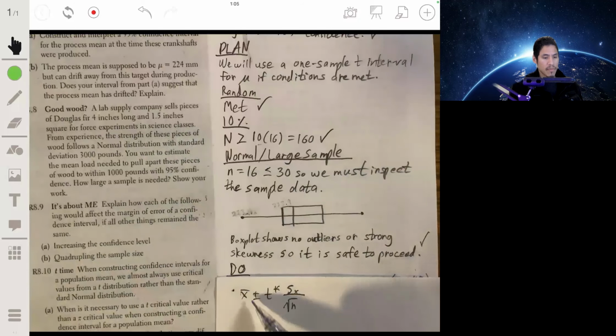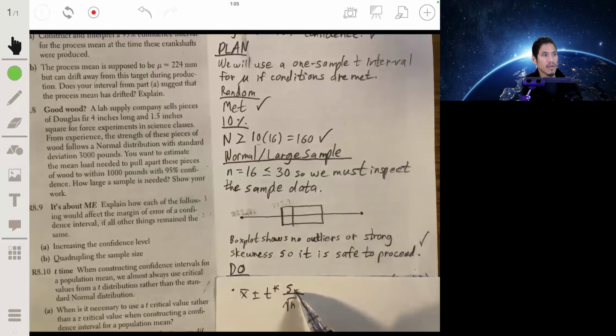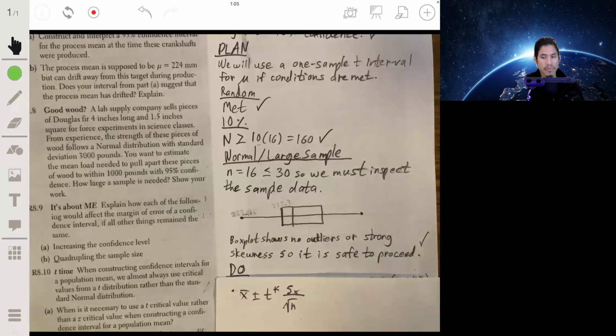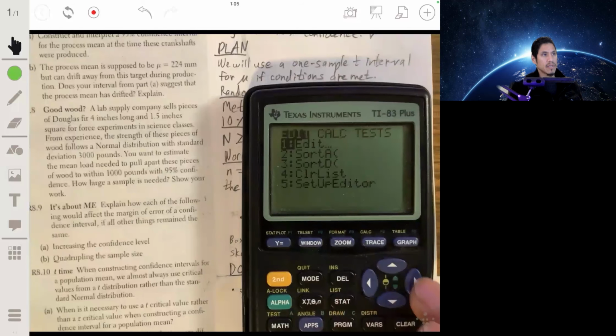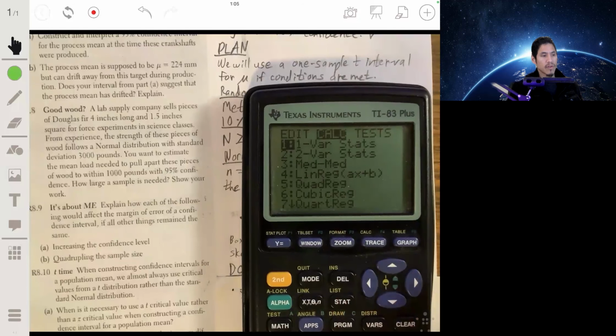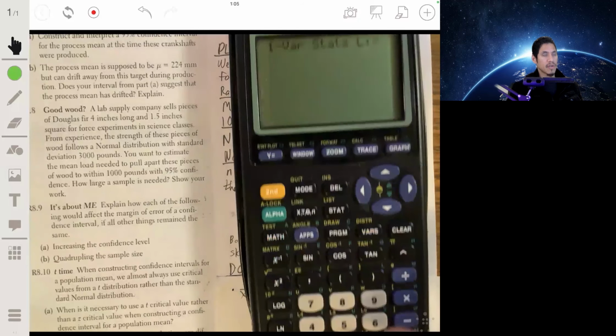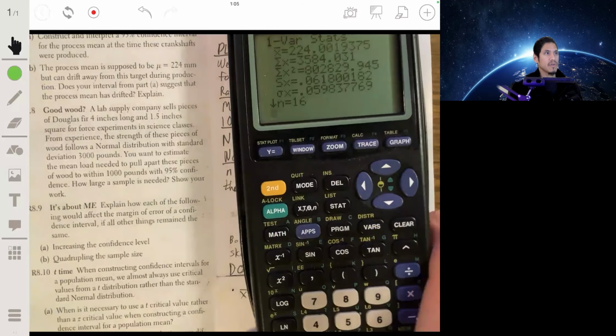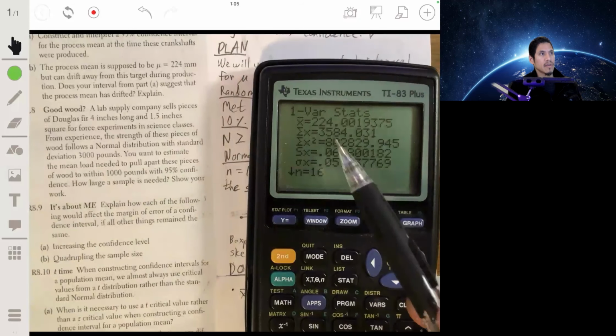So our x bar, we can use our calculator to calculate this, and we can also calculate the sample standard deviation from our calculator. It's already in our data, so we can go to stat, go to calc, go to one variable statistics, and type list 1, because that's where our data is, and press enter, and that'll give us all the statistics from our data.